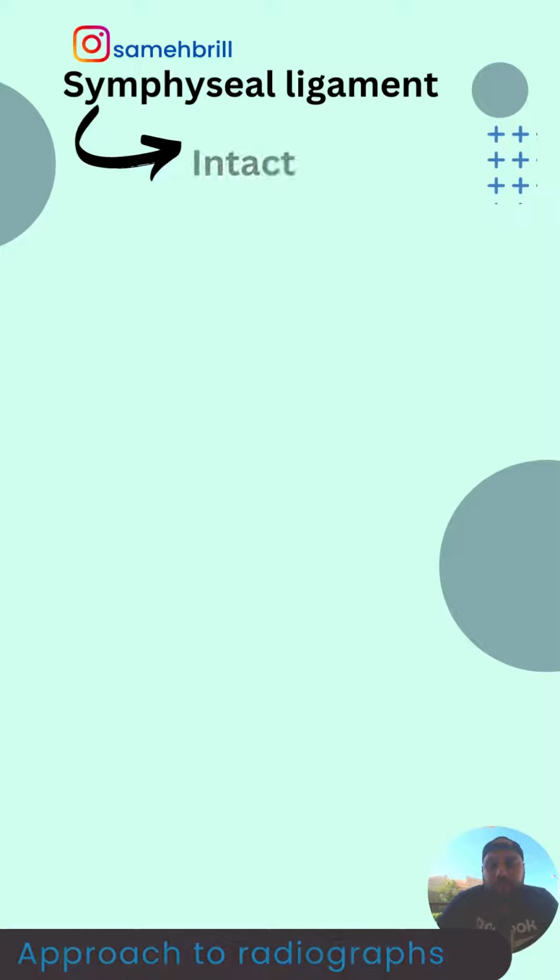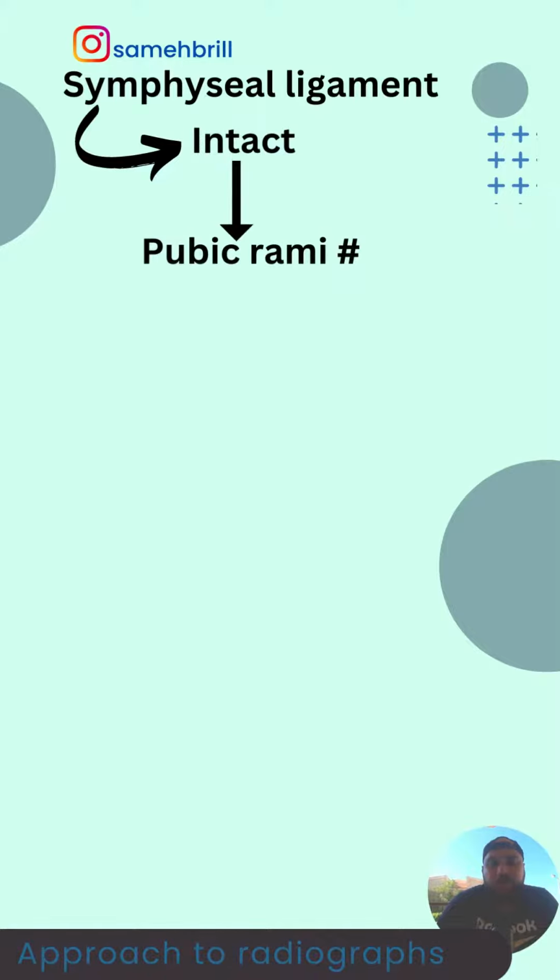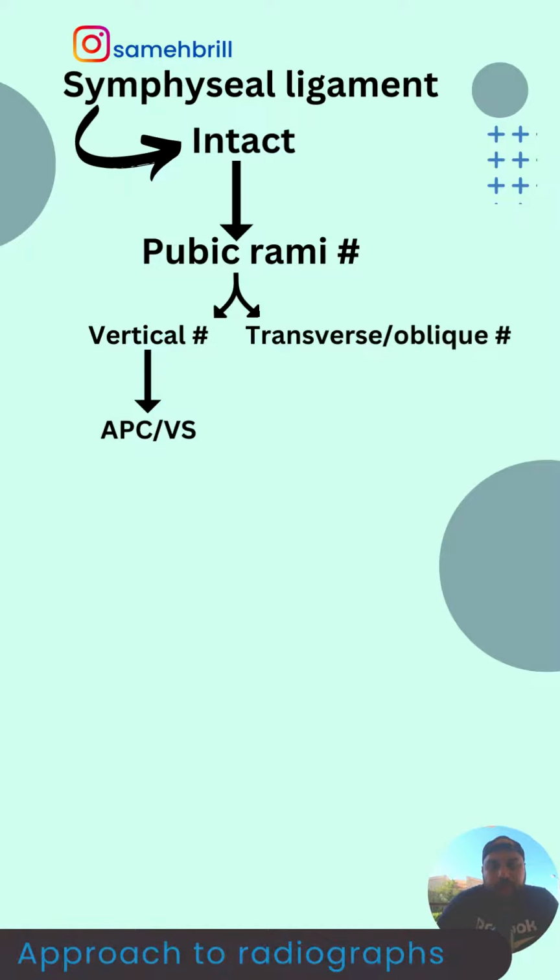Now, if the symphysial ligaments are not disrupted, I'll go for the pubic rami to check if there is any kind of fracture. Now, if there is a vertical fracture, that might be an APC fracture or a vertical shear. If it's a transverse fracture or an oblique fracture, that might be an LC fracture. So I go directly to the sacroiliac joint.